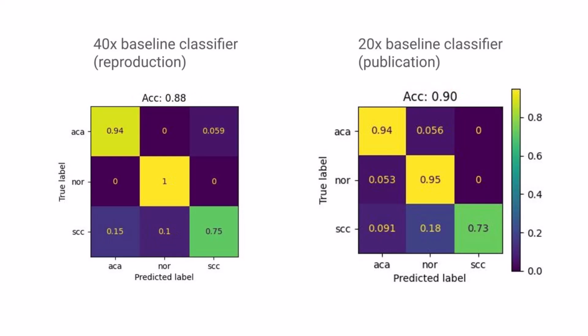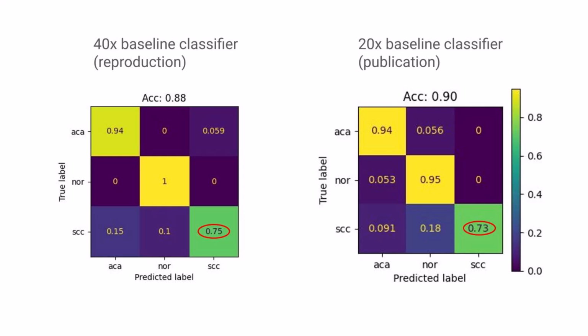When we look at the 40 times magnification baseline results, we see similar trends. Both the 20 times and 40 times magnification models perform comparably across classes, with the 20 times model slightly outperforming the 40 times magnification model. That said, both models struggle with squamous cell carcinoma. This is especially concerning in a medical context, where misclassifying a sick patient as healthy could delay treatment and reduce their chance of recovery.